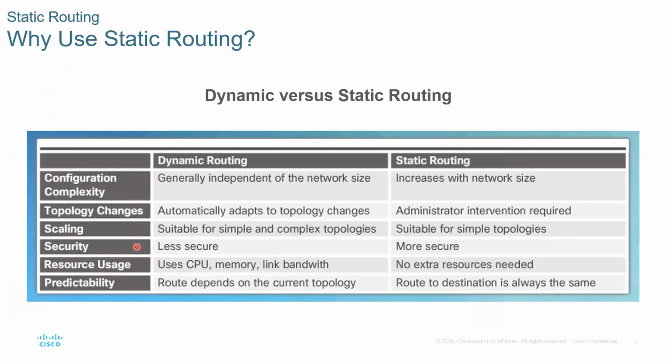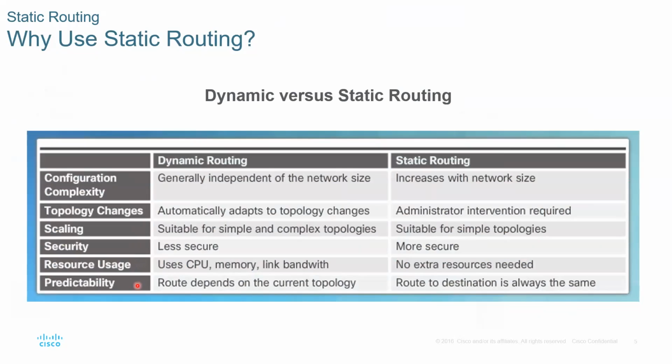Resource usage. Dynamic uses more CPU, more memory, and more bandwidth by sharing information across the link, and calculating the best path with the routing protocol creates more usage on the CPU. With static routing, it's manually inputted, so no decision making has to be done by the actual router.